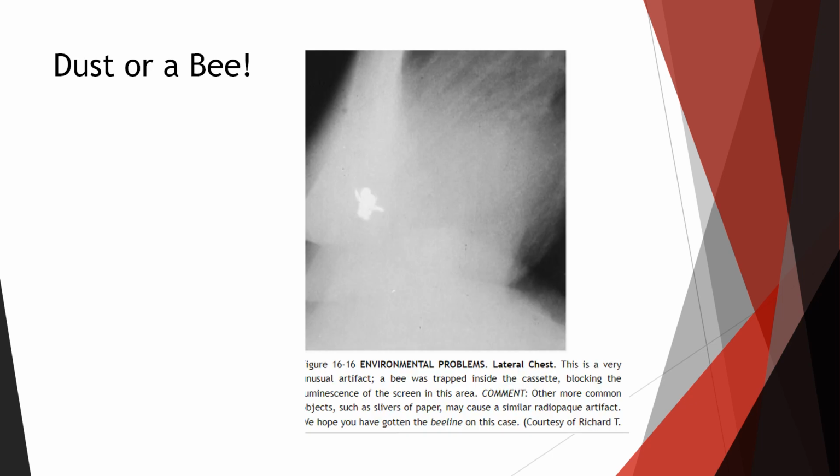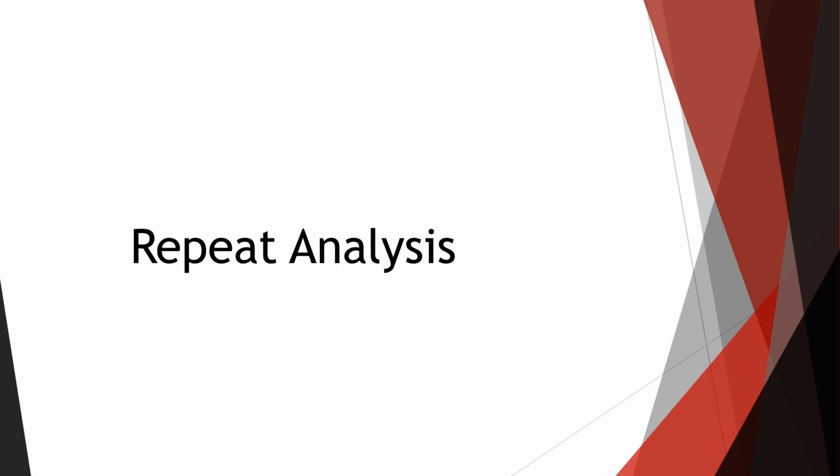Is this dust, or is this a BB? It seems like this is probably a BB on this image, and this is a CR plate. So a BB got in, and when it was exposed, the film was exposed. Okay, it's showing up here because it's inside the cassette, blocking the PSP illumination effects. All right, so let's switch gears and talk about repeat analysis.